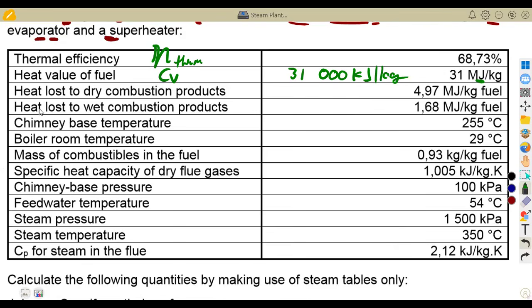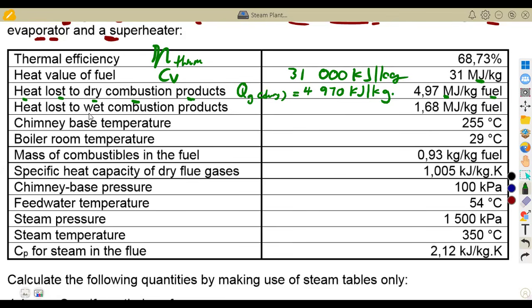I talked about this. Then they are saying the heat lost to dry combustion products. Remember, sometimes they do ask us to calculate this heat that is lost to the dry products. This is given in megajoules. Again, if you multiply by 1,000, that will be 4,970 kilojoules per kilogram of the fuel.